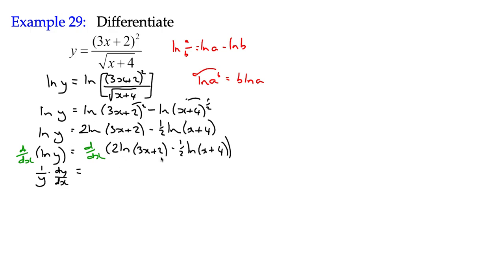So the first term here, 2 log(3x + 2), differentiates to 2 over 3x + 2. So the log of 3x + 2 becomes 1 over 3x + 2. We've got our constant 2, and we have to multiply that by the derivative of the inside function, which is 3. The second one, we've got a half as our constant term. So the 1 is going to be our numerator and the 2 is going to be on the denominator. Differentiate the log of x + 4. It becomes x + 4 on the denominator, multiplied by the derivative of the inside term, which is 1.